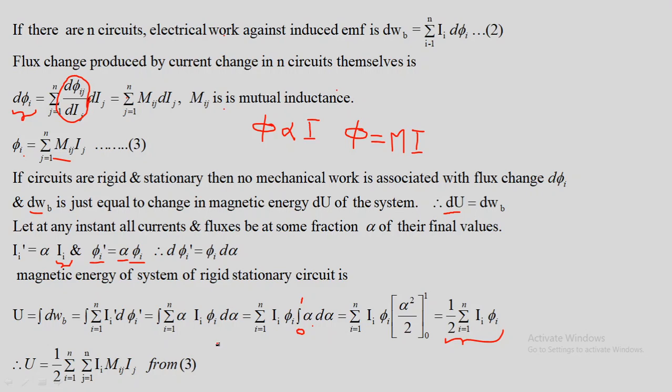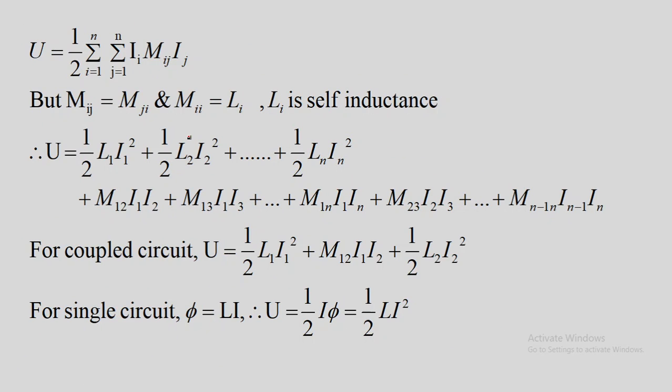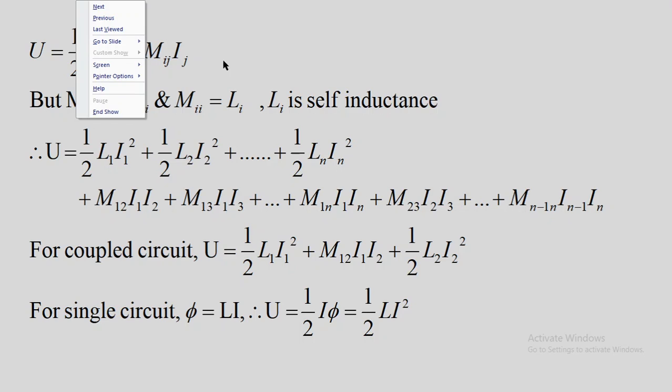Then you substitute in equation 3 that phi i. So in this half summation i equal to 1 to n of Ii phi i, we substitute for phi i the summation over j equal to 1 to n of Mij Ij, from equation 3. I have written here what was written in the previous case.